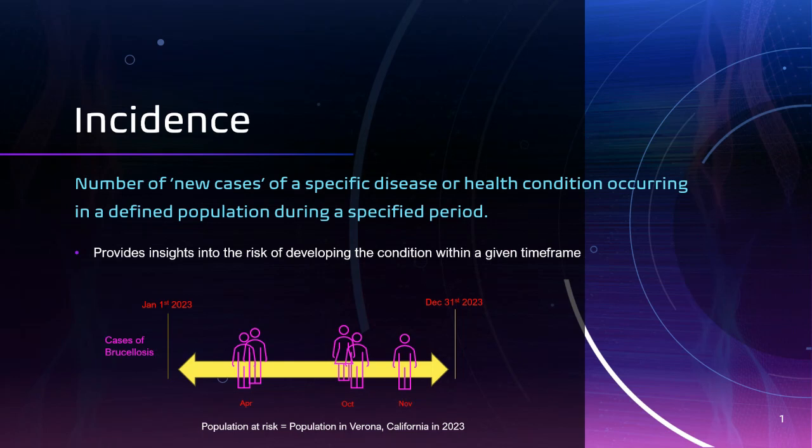Incidence is the number of new cases of a specific disease or health condition occurring in a defined population during a specified period. This epidemiological indicator provides a measure of disease burden and insights into the risk of developing the condition within a given timeframe. Calculation of incidence can be represented as a proportion.